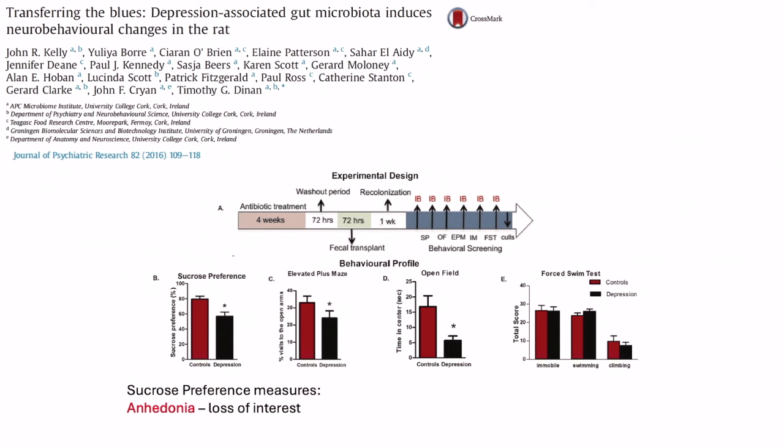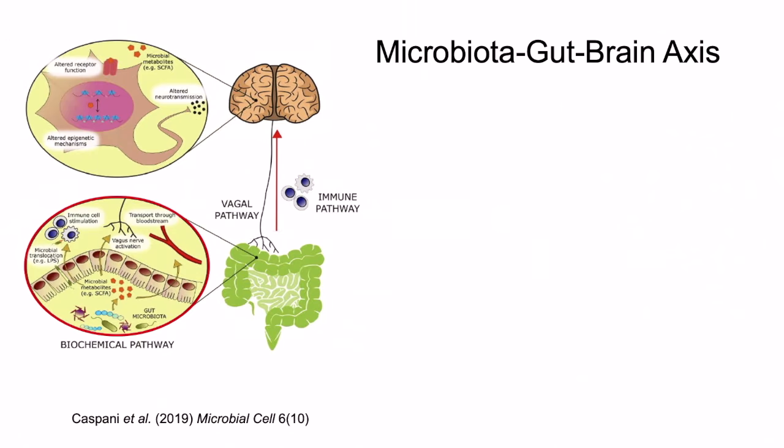So what this demonstrates is you can actually transfer behaviors by transferring the microbiota. So it's kind of unpicking that cause or effect relationship. Now, how does this happen? How do the microbes impact on the brain? It's thought there are 3 main routes.